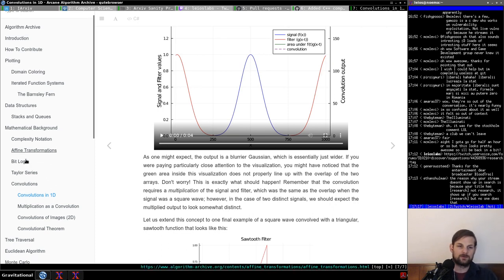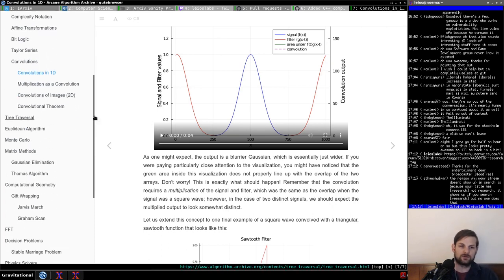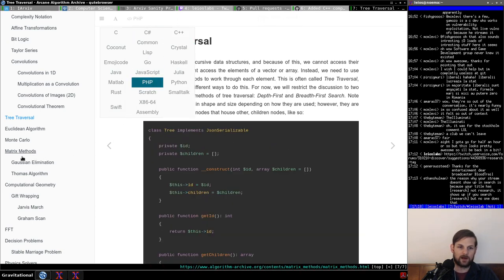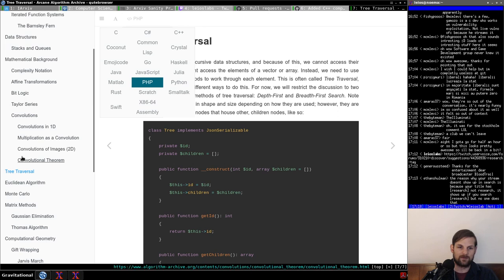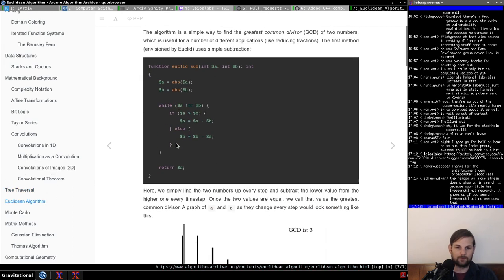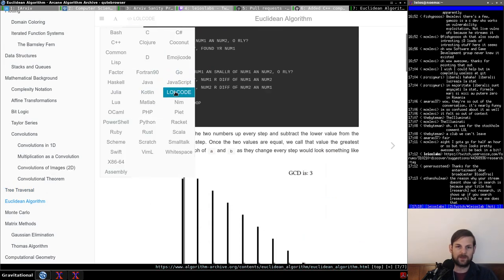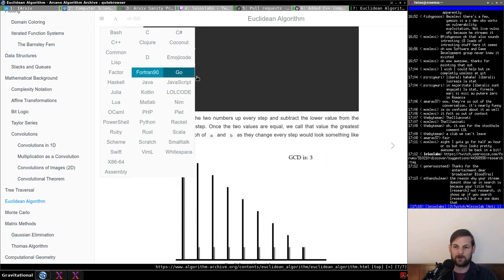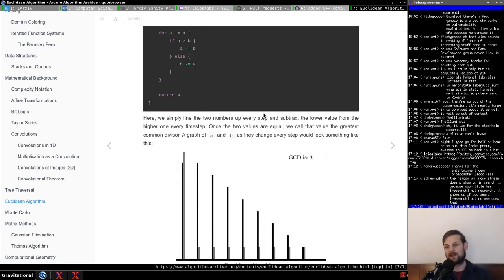So for example, if we go to tree traversal here, we have a whole bunch of languages for tree traversal. Or the Euclidean algorithm, for example, is the one that we have the most available in because it's such an easy algorithm. You have 20 or 30 different languages here. You can just switch between them all at will. So this is kind of the idea of the algorithm archive.